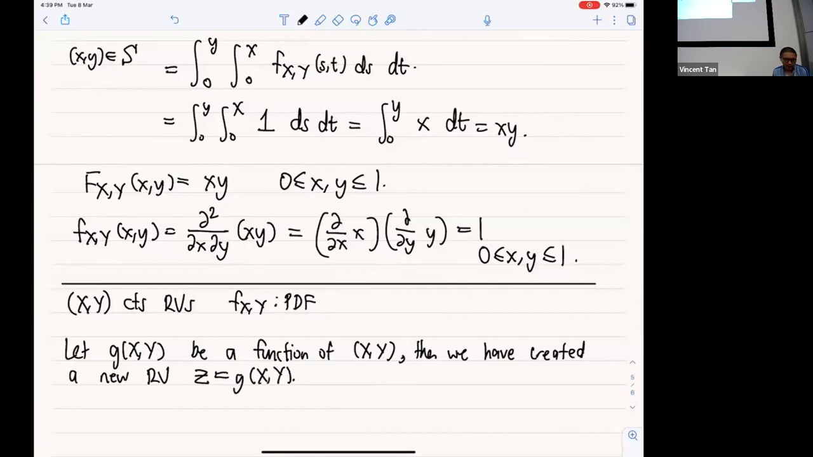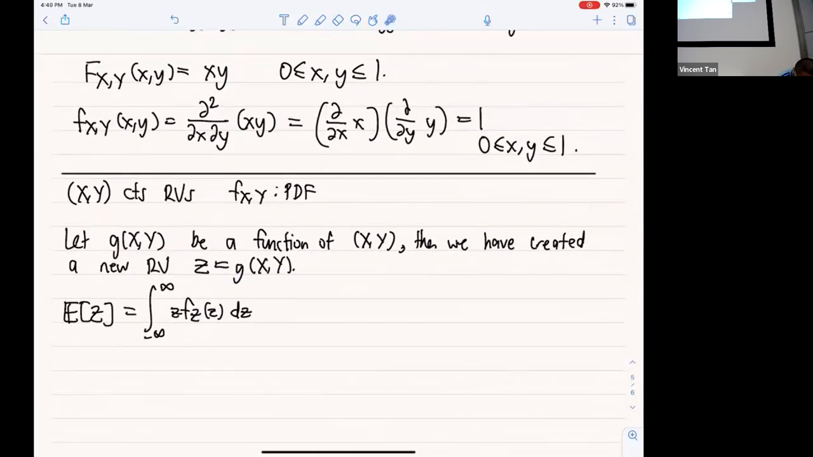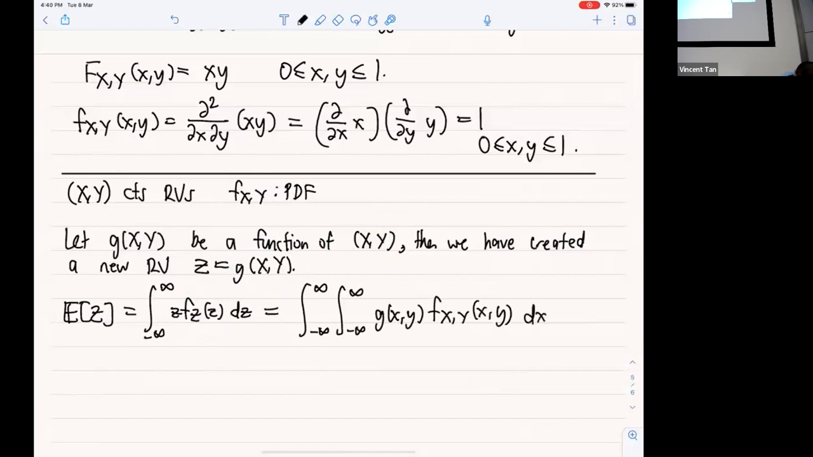So this brand new random variable has its own expectation and variance. One way to compute the expectation of z is to first figure out its probability density function and perform this integration. This is the definition of the expectation. But you need to use x, y, pass it to g to figure out this probability density function. This is usually very, very cumbersome. A more refined way is to actually realize that you can perform this calculation by sidestepping having to know the probability density function of g. We can just use the probability density function of x and y as follows.